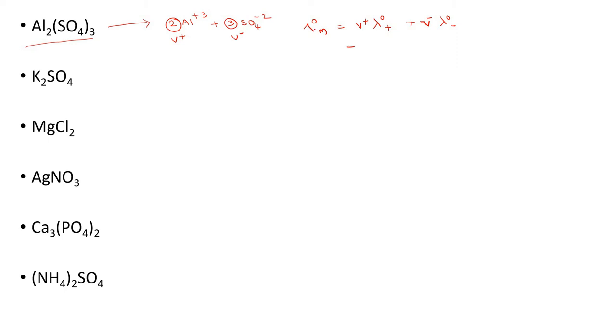Now, how many cations are there here? 2 cations. Write down here 2, times the molar conductance of aluminium +3, plus the molar conductance of the anions. How many anions are there here? 3 anions. So write down here 3 into the molar conductance of the anion, SO4 minus 2. In this way we can make it.